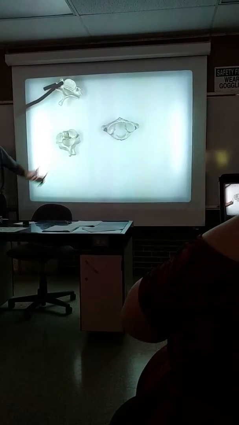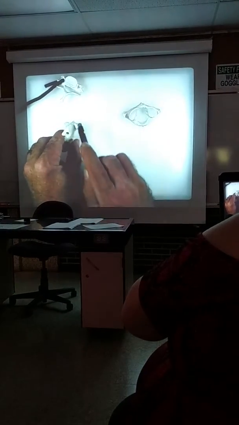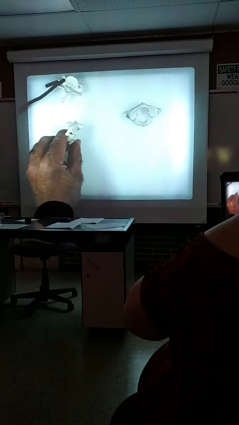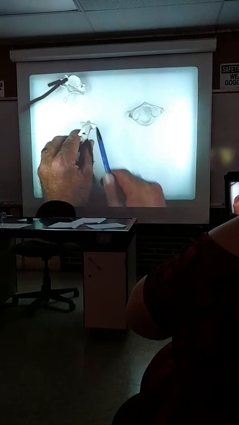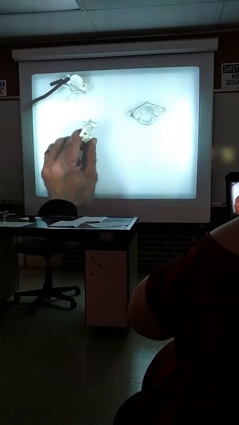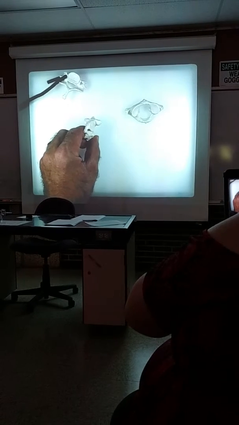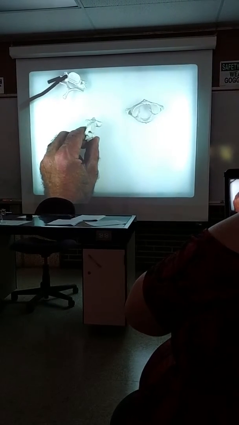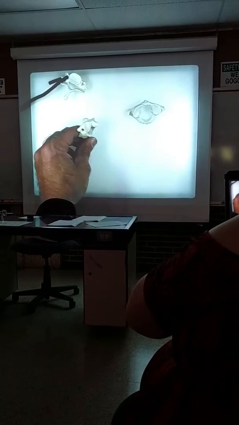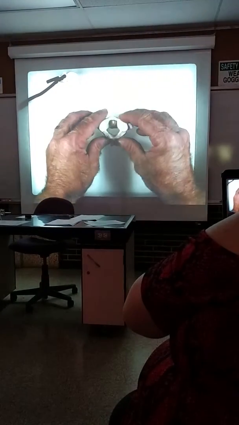This is the axis, C2. And let me turn it on its side. It has that process right there. It's called the dens or the odontoid process. It has 2 names, and I gave you both. Dens or odontoid process. Now let me tell you something. The C1 and C2 articulate like that.